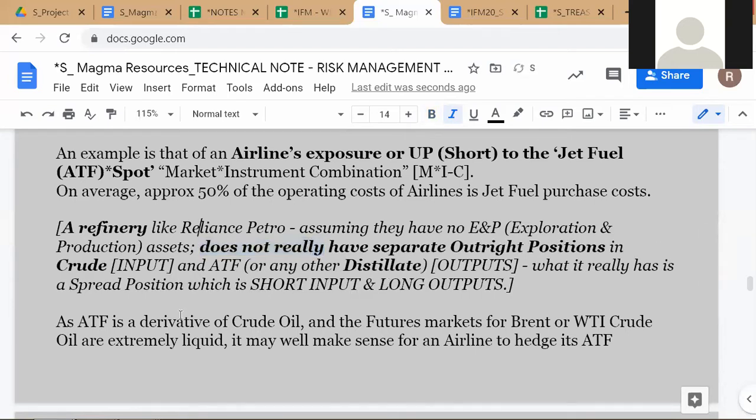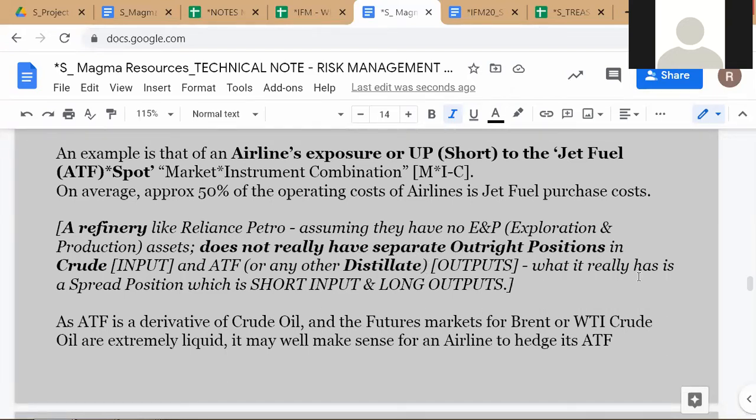So we are going to take the airline, we're going to discuss this kind of language with respect to the refinery, but then you'll have to immediately switch that kind of concept or thinking to the airline example that we were discussing, okay? Because I don't want to rewrite this whole thing again for an airline. So we write this as a refinery will have, because you know what a refinery does, it takes in the crude oil, and if they don't have any E&P assets, okay, assuming they have no E&P assets, then it basically does not have a separate outright position where you can look at it and say, okay, you're short your inputs, and then you go and look at the output side and say, oh, well, you're long the outputs. You could do that, but that would not be the right way to assess risk.